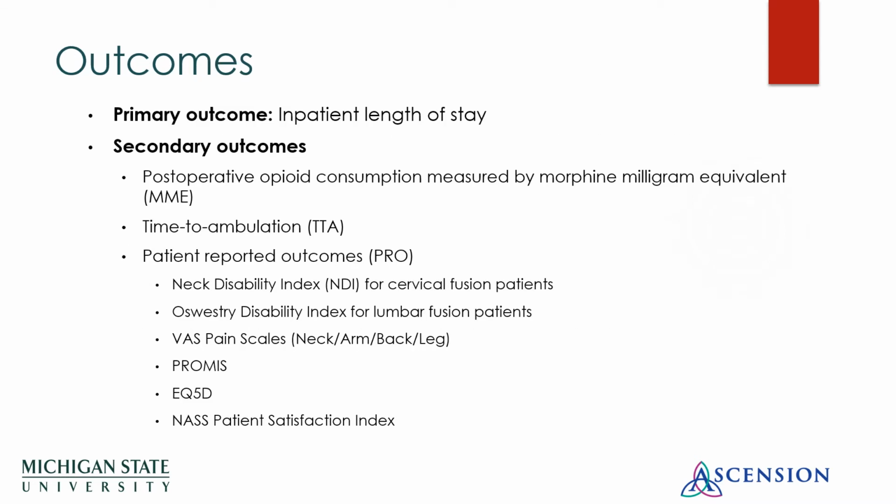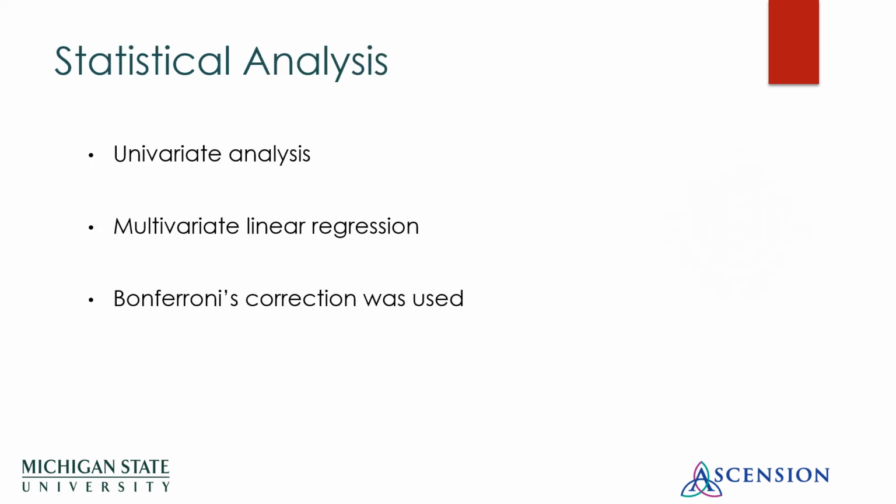Our primary outcome was inpatient length of stay, and secondary outcomes were postoperative opioid consumption as measured by morphine milligram equivalent, time to ambulation, and patient-reported outcomes such as Neck Disability Index for cervical fusion patients, Oswestry Disability Index for lumbar fusion patients, visual analog pain scales for neck, arm, back, and leg pain, PROMIS, EQ5D, and NAS Patient Satisfaction Index. We then performed a univariate analysis and multivariate linear regression with the use of Bonferroni's correction.